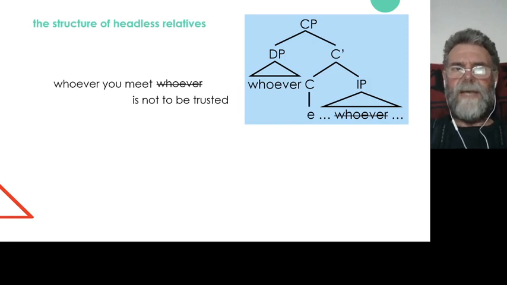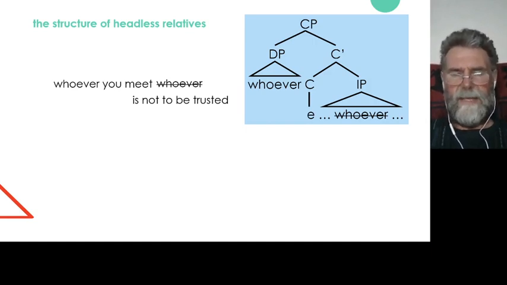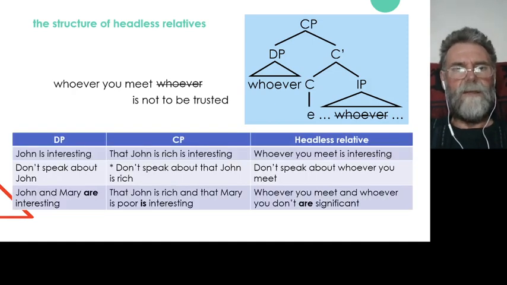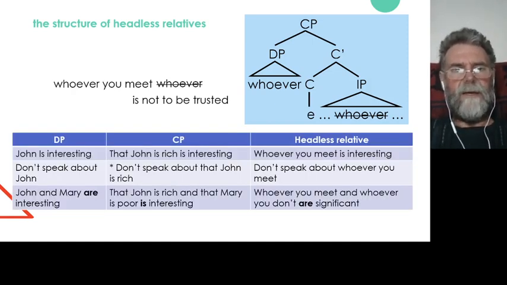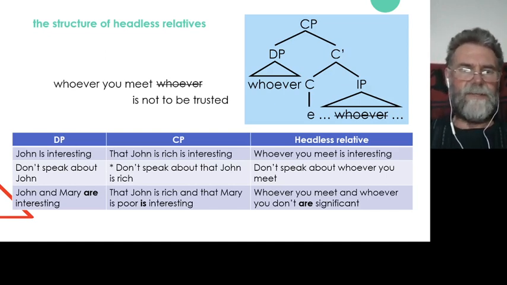However, it turns out that these kinds of relative clauses have less in common with CPs and more in common with DPs. And to see that, we have to have a look at what the properties are that differentiate DPs from CPs. Well, have a look at this table here. In the first column we've got some facts about DPs, in the second facts about CPs, and in the third column headless relatives.